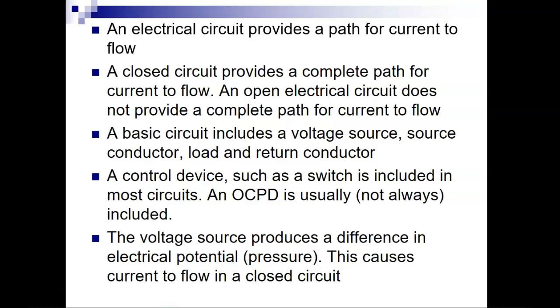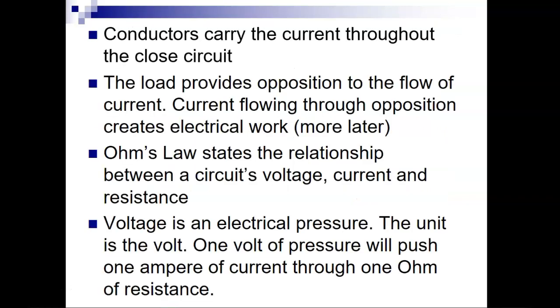So most circuits do have some form of overcurrent protection device, but it's not absolutely necessary. So a voltage source produces a difference in electrical potential or some form of pressure that's causing things to move. And that is what causes that current to move. Conductors have to carry that current. The load provides the opposition to the flow of current and creates work.